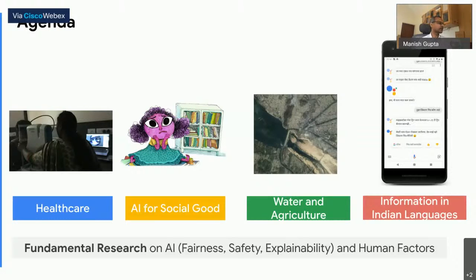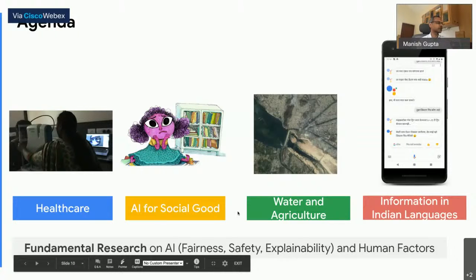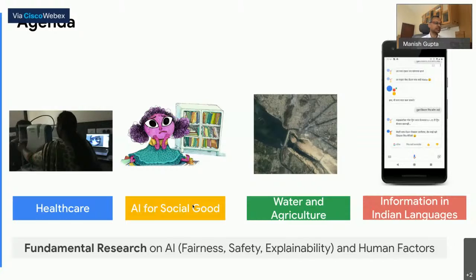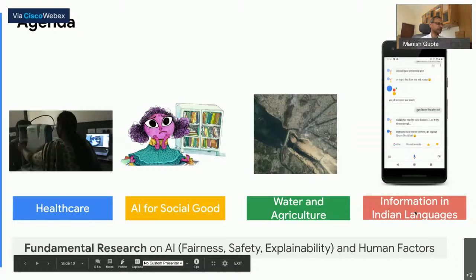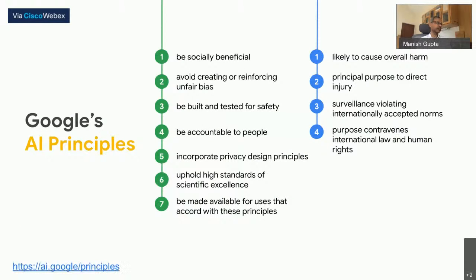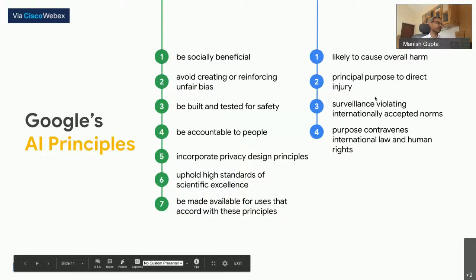So what we have done is, the research community has been applying these techniques in deep learning and other machine learning techniques to various applications in areas like healthcare, education, agriculture, water conservation, and democratizing access to information in Indian languages. In the process, we are also doing fundamental research on AI, because there are interesting issues that arise when you start applying AI to real world problems.